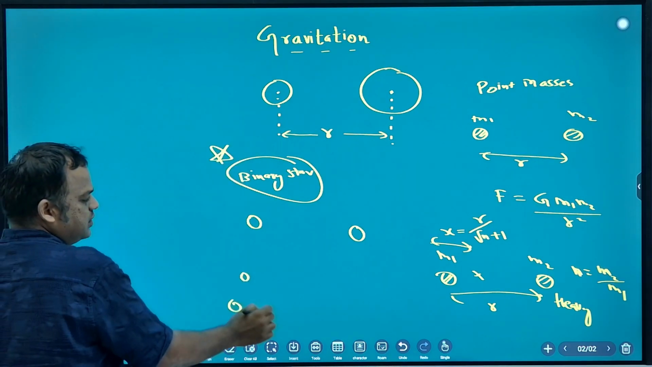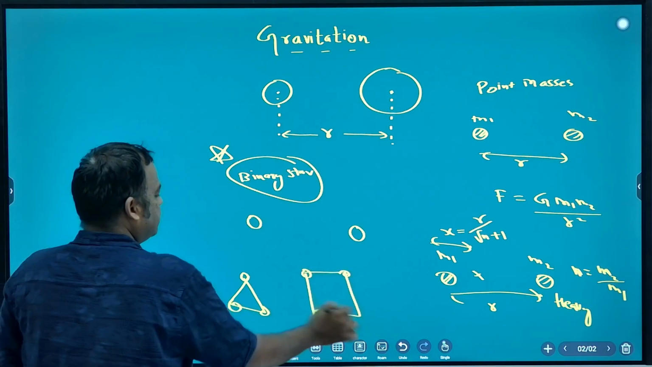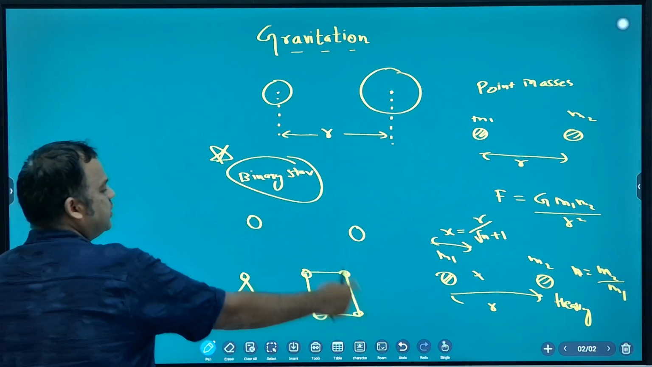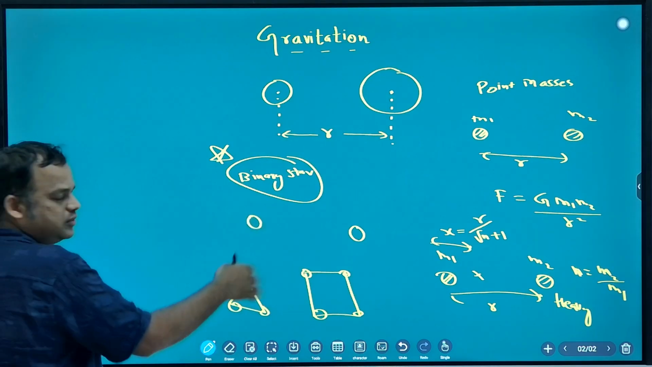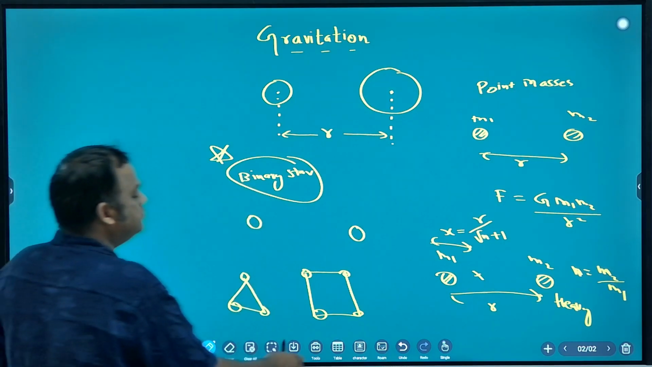Triple star, equilateral triangle, 4 stars, square. So binary star, equilateral triangle, 3 stars, square, 4 stars. You revise, keep revising. Okay, high chance is there. Next year it will come. High chance. Okay, fine.